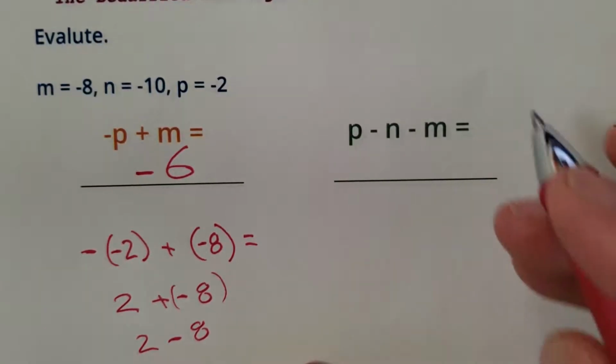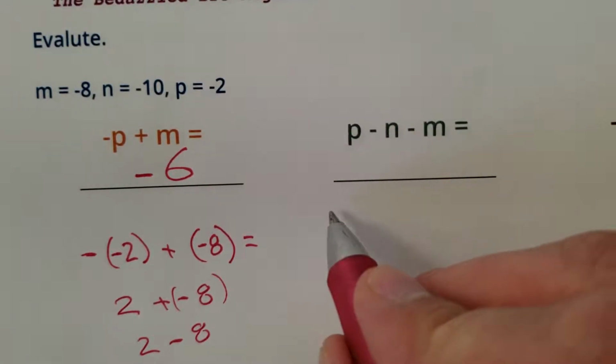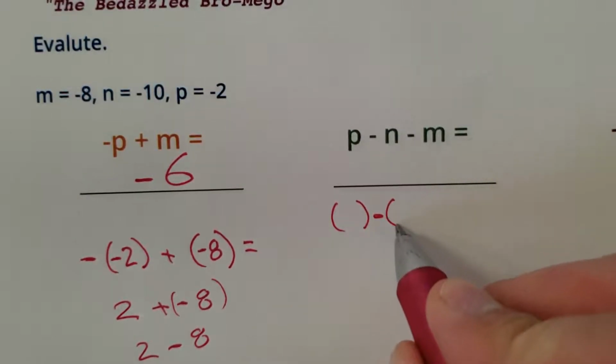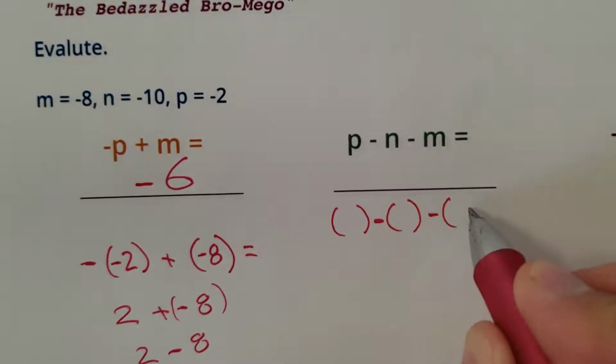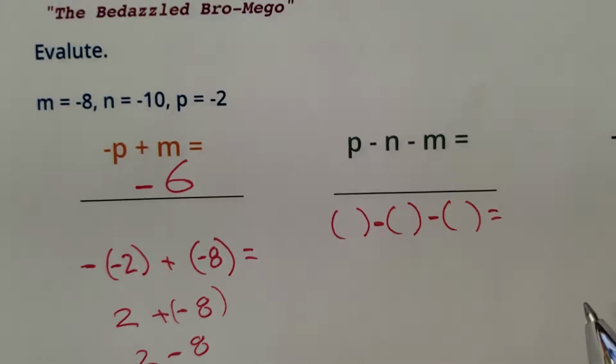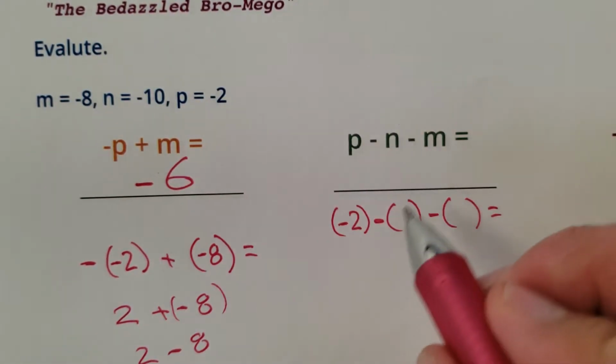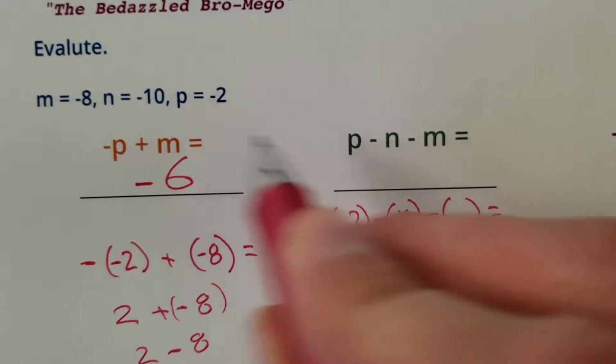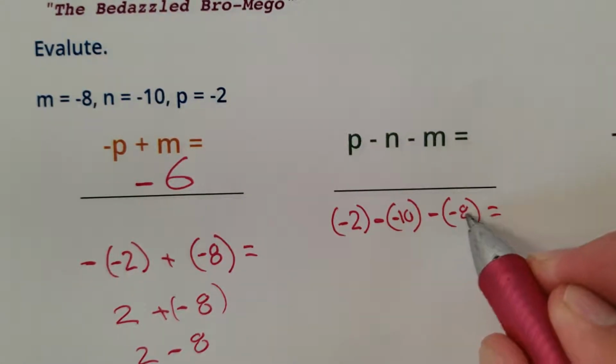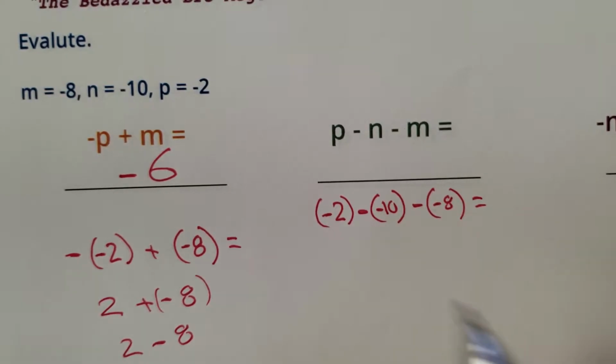All right, next one. I'm going to write it right here. Bracket minus bracket minus bracket equals, I'm trying to find out. P is -2. N is a -10, and then M is a -8. Oh, wow, look at all that. Gross. So let's try to simplify this.